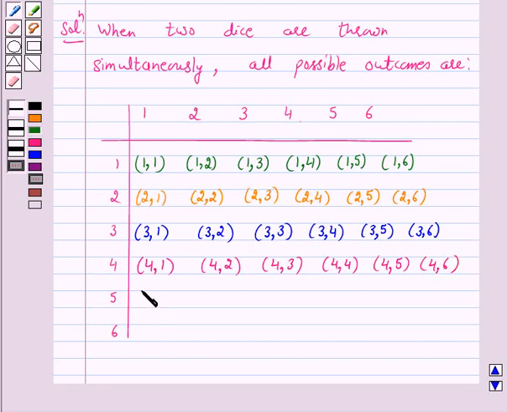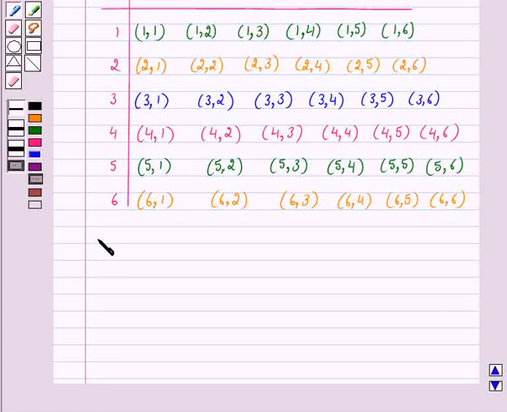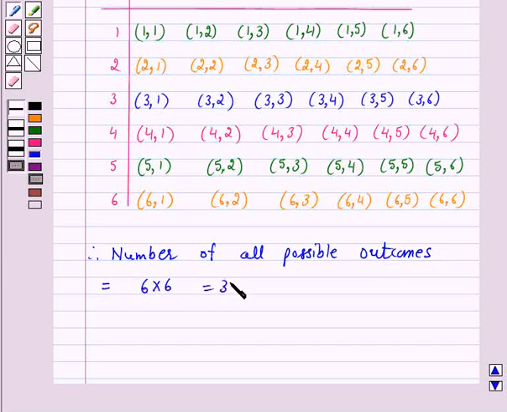Now we can have 5 on the first die and 1 to 6 on the second die. So ordered pairs are 5, 1, 5, 2, 5, 3, 5, 4, 5, 5 and 5, 6. Again we can have 6 on the first die and 1 to 6 on the second die. So ordered pairs are 6, 1, 6, 2, 6, 3, 6, 4, 6, 5 and 6, 6. Therefore, number of all possible outcomes is equal to 6 into 6, which is equal to 36.